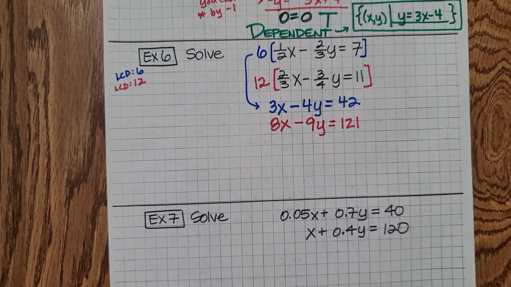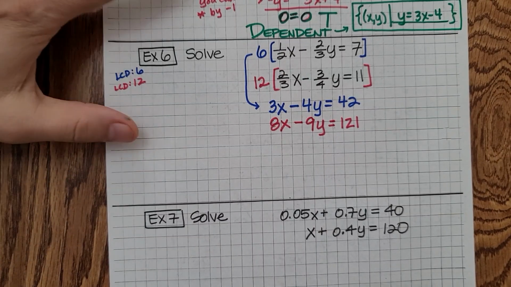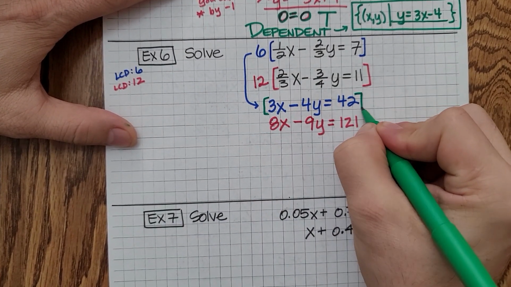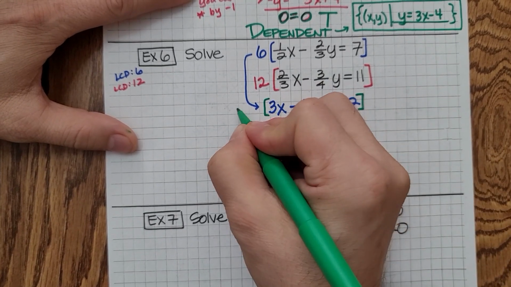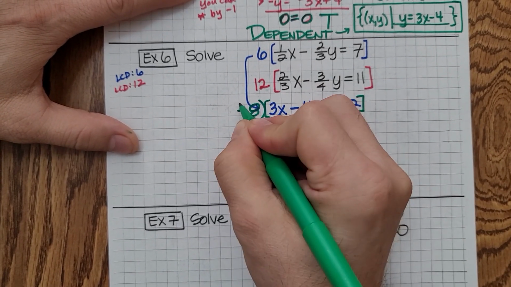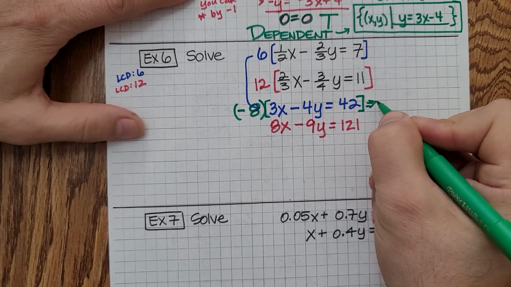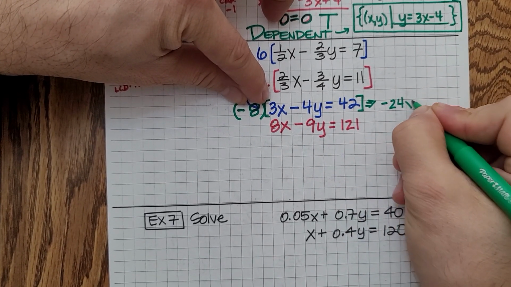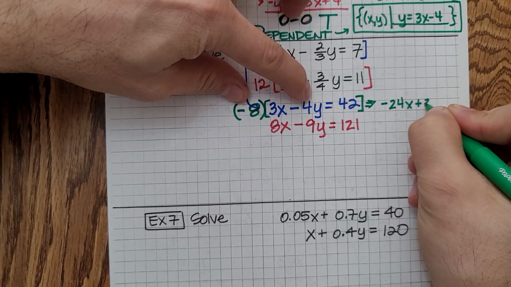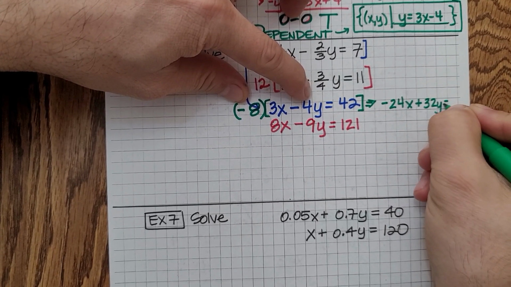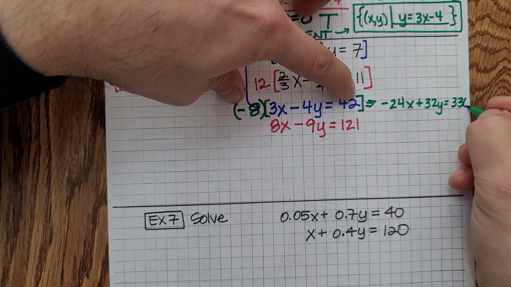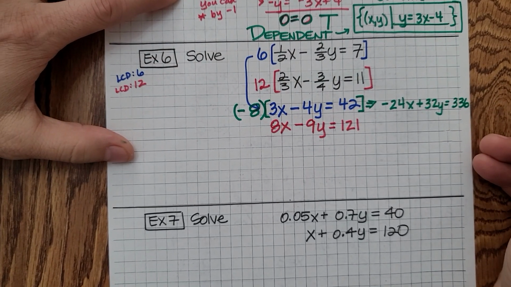Let's multiply the first equation by a negative 8. That's going to give us negative 24x plus 32y equals 336.